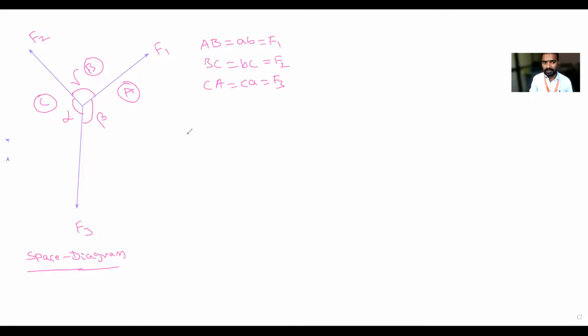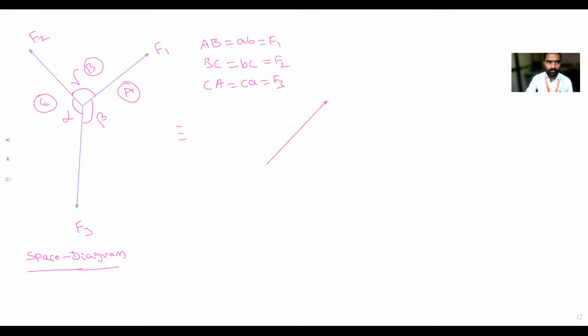Okay, so I will transfer this space diagram into a vector diagram. How to transfer it? You have studied how to transfer. We have to draw the parallel lines. See, the F1 force is in this direction. I will draw like this, starting from this point. I am drawing parallel to the F1 force. Is it okay? Yes, sir. So this is A, this is B.